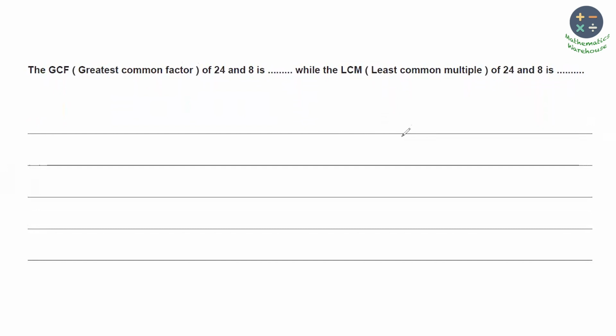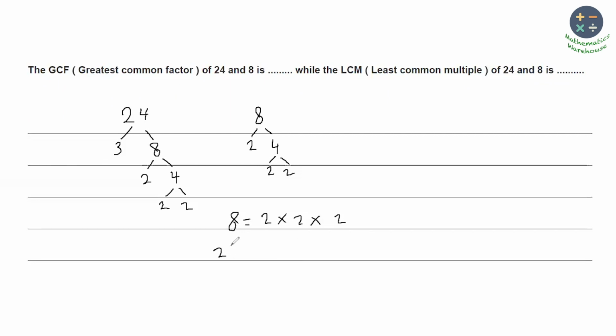We have here a question: the greatest common factor of 24 and 8, and the least common multiple of 24 and 8. To find the greatest common factor and least common multiple at the same time, we can use prime factorization. 24 is 3 times 8, which is 2 times 4, which is 2 times 2. And 8 is 2 times 4, which is 2 times 2. Now we can write 8 as 2 times 2 times 2, and 24 as 2 times 2 times 2 times 3.